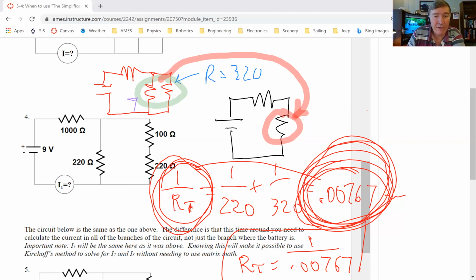I'm seeing some weird stuff on my screen all of a sudden. Okay, there, it went away now.